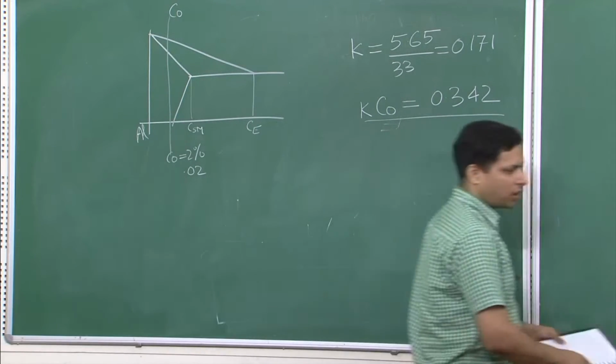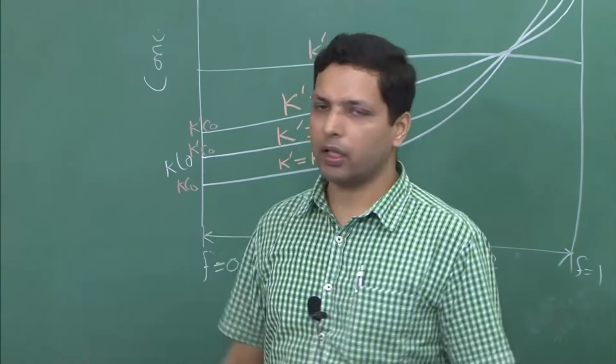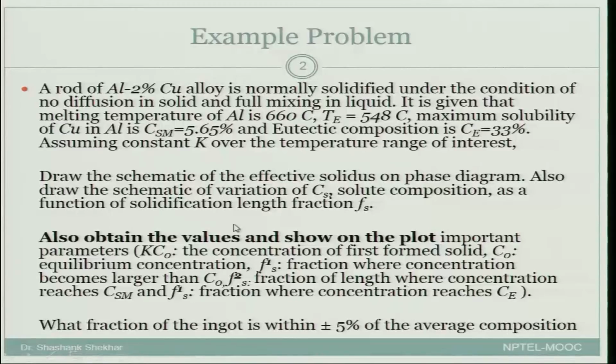and now let us look at what are the things that we need to find. So let us get back to the slide. Now these are the conditions that we are given, so we have plotted it and now we have a feel of it. Now let us look at what the question asks us to do. Draw the schematic of the effective solidus on phase diagram.